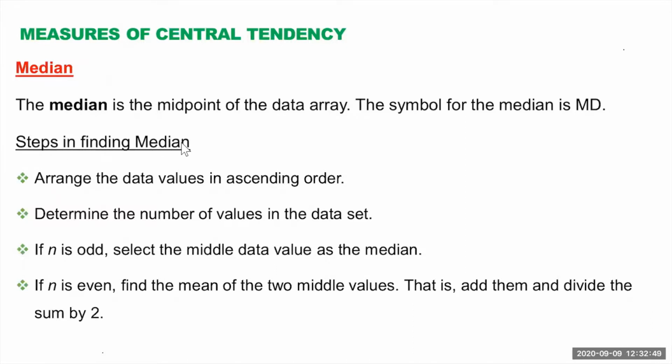In order to find the median, we have to arrange the data in ascending order, that is from the smallest value to the highest value. And then we have to determine the number of values in the data, how many are there. Maybe 7, maybe 8, maybe 15, maybe 17. If it is odd, like 7 or 17 or 21, then the middle data value is the median. But if it is even, like 16 or 22 or 10, then the median is the average of the middle two values. Let's see what is the meaning of that and how we can use these steps in finding the median. Let's take an example.